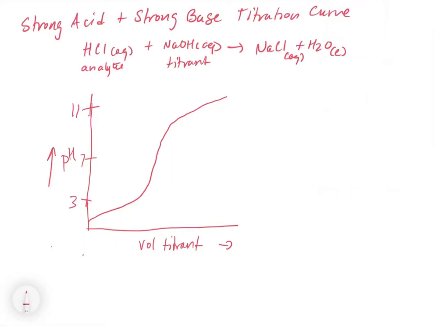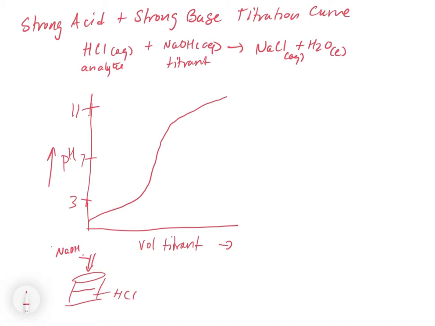In this video, we're going to talk about the titration curves of a strong acid and a strong base. In this case, we're going to use the same example as we had last time, where we have HCl as our analyte. Down here we have a beaker of HCl. We don't know the concentration of it. In our burette, we have NaOH. We do know the concentration of that. And we're going to set this up.